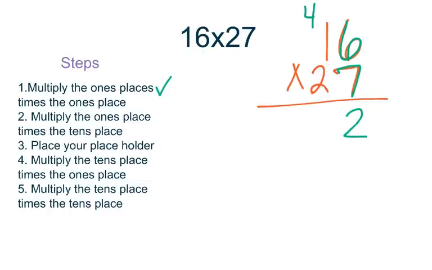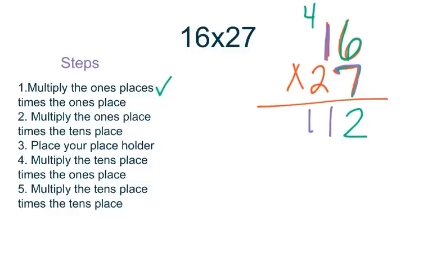Step number 2 says multiply my ones place times my tens place. So I'm going to multiply my 7 in my ones place times my 1 in my tens place. 7 times 1 gives me 7, plus 4 more gives me 11. All right. Now, I'm done with my ones place, so I'm done with this 7.